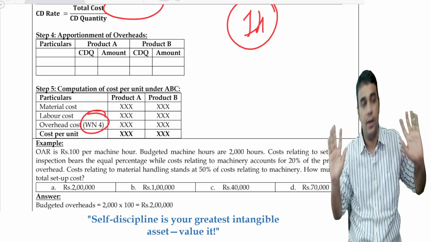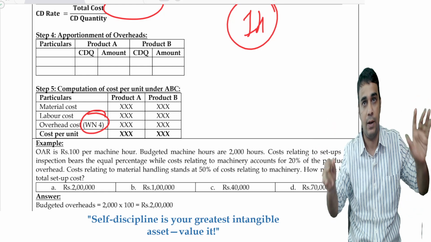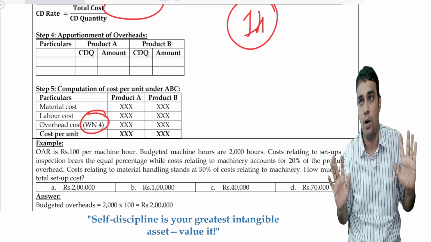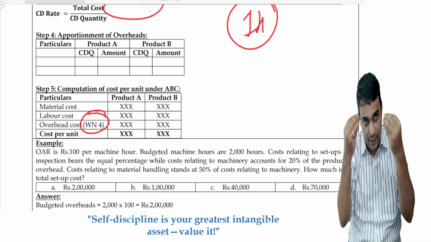10 minutes I've done. If you understand how ABC is to be done, chapter is over. I need not solve any question, but I'll solve questions to give you some comfort. Other chapters and concept discussion took me a lot of time. Here I don't have anything to discuss.